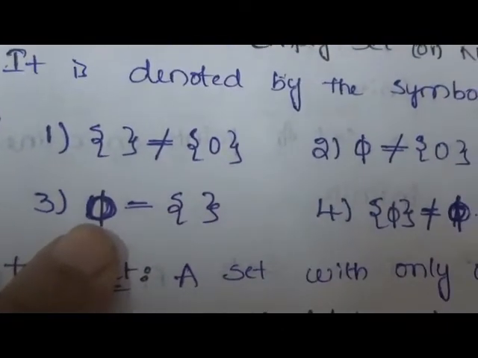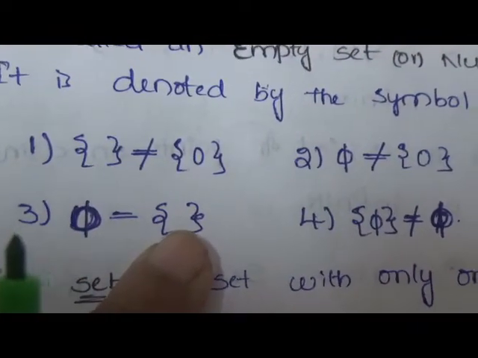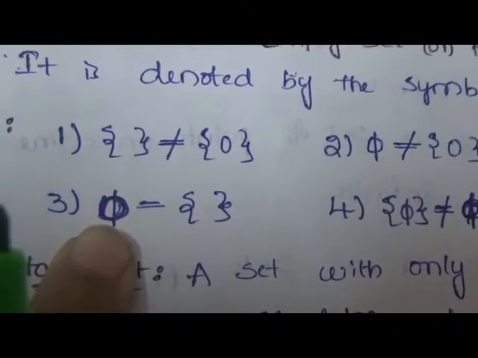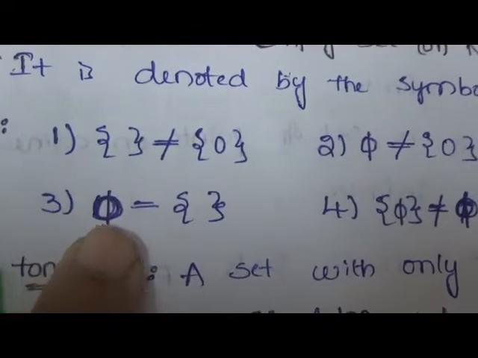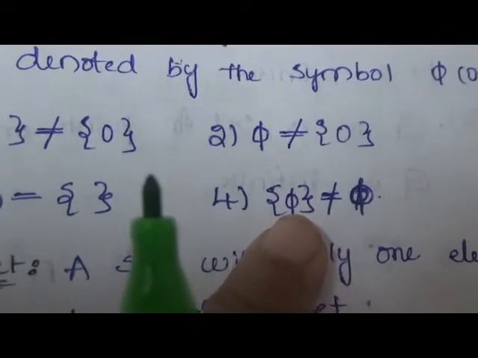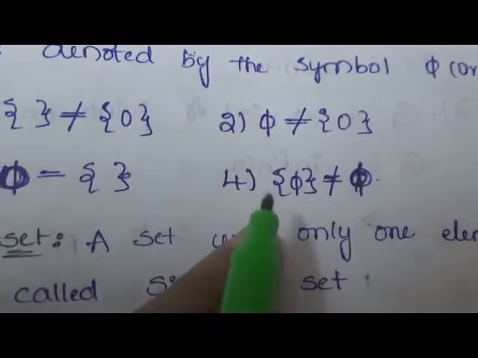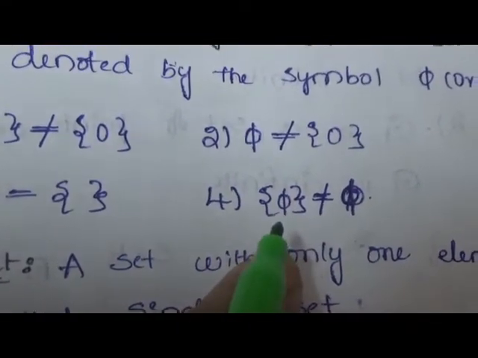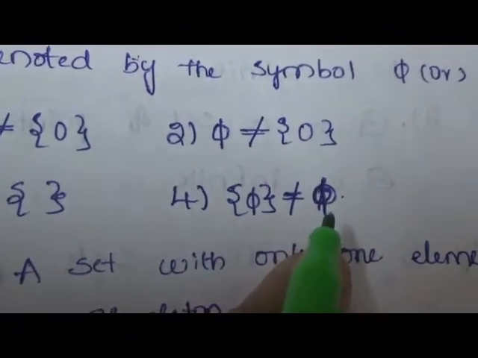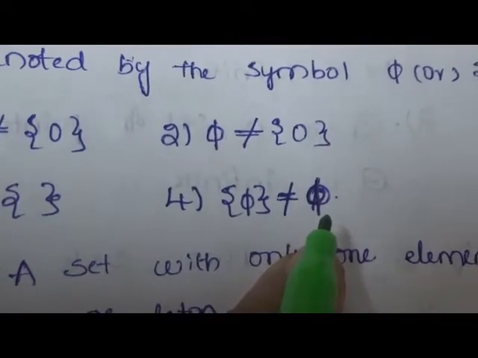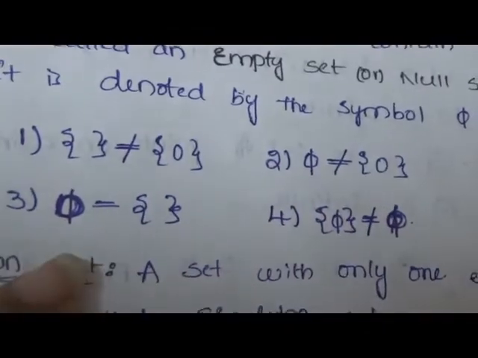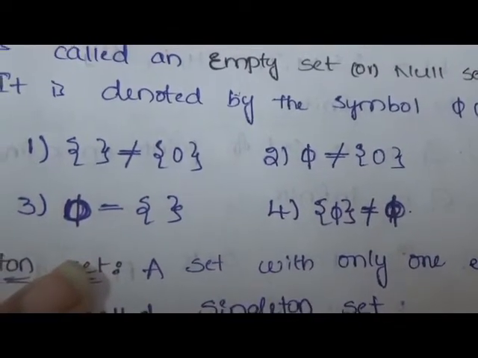So here 0 is not equal to the null set. Why? Because 0 is a set, right? Capital letter 0 is a set. So it is not equal to the empty set. In the fourth example, 5 is an element in the set. But here 5 is an empty set. There are no elements in the set. These two are not equal.